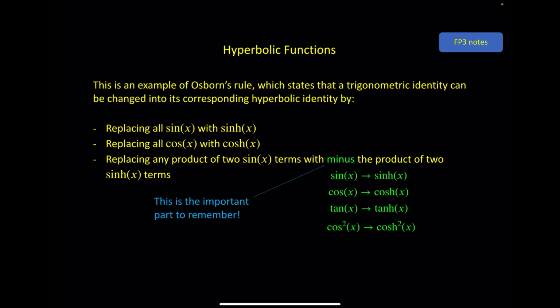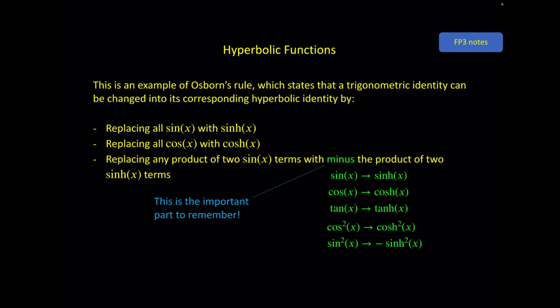We can also see that if you replace your cos with a cosh, and you do that twice, then you're going to be replacing cos squared with cosh squared. But with the sine squared, this is where the third rule comes into play. When you've got a product of two sin x terms, it must be replaced with the negative product of the two sinh x terms.